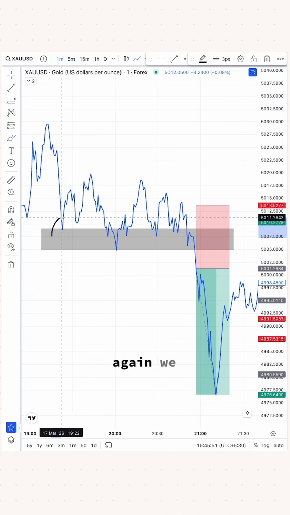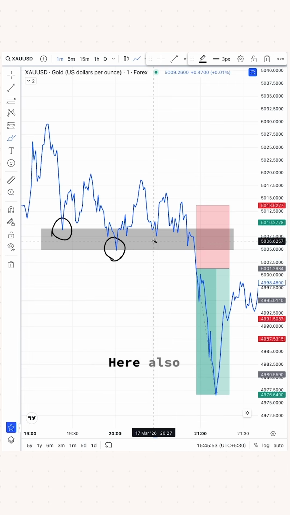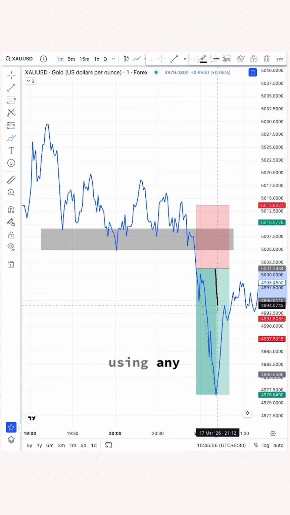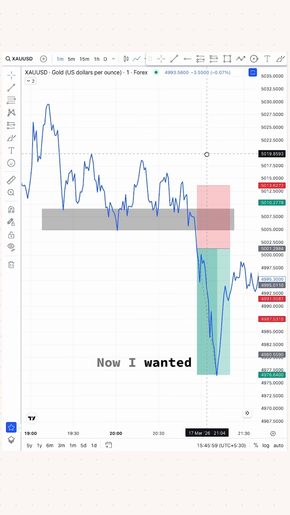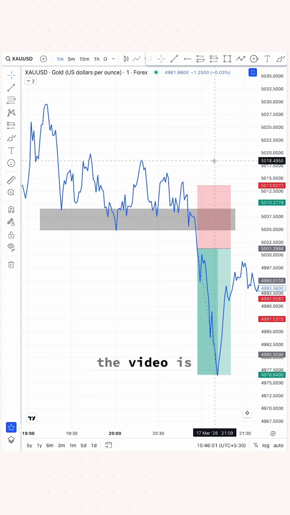Now moving forward, again we have 3 time rejection and then target. Here also see how simple it looks. We are not using any indicator, just a simple system. Now I wanted to show you a stop loss trade also, but I think the video is getting too long.